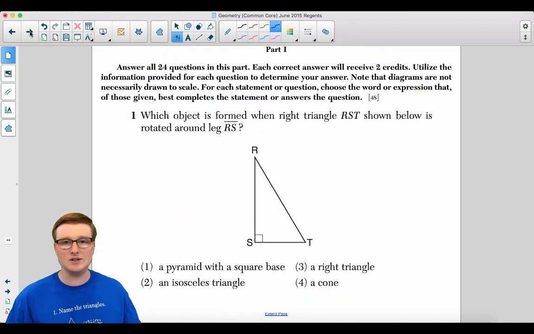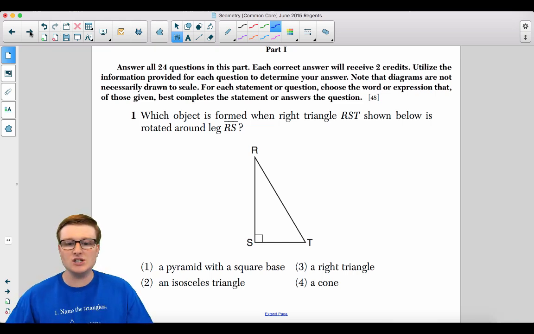This is the June 2015 Regents exam. So, question 1. Which object is formed when right triangle RST shown below is rotated around leg RS?